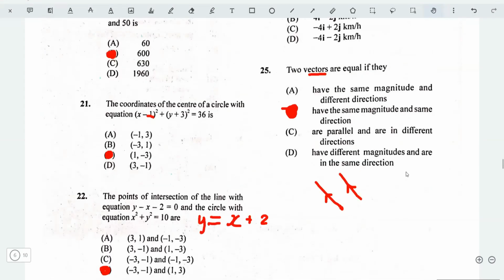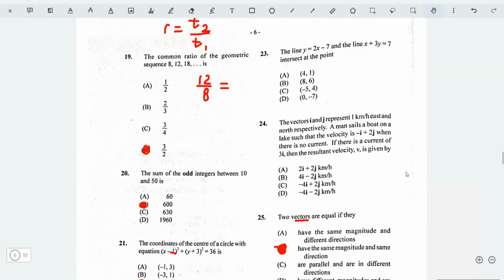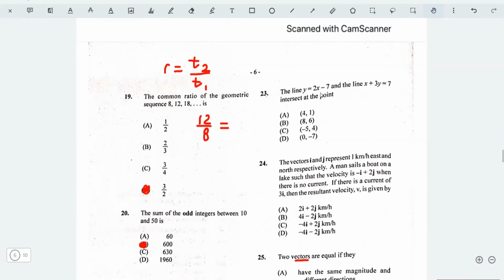Question 23, it says the lines y equal 2x minus 7 and the line x plus y equals 7 intersect at. We need to solve them simultaneously. So substitute this line in this one to get x plus 3 times y. Y is 2x minus 7. That would be equal to 7. Expanding, this will become x plus 3 times 2x is 6x. That would be 6x minus 21 equals 7.